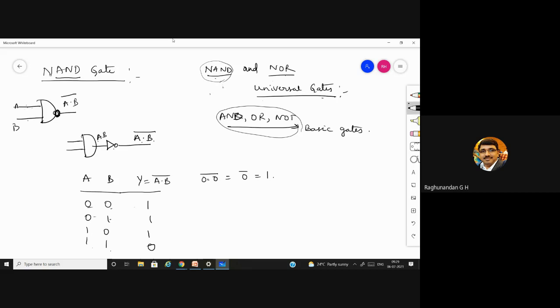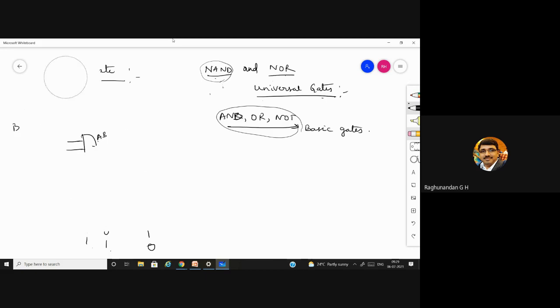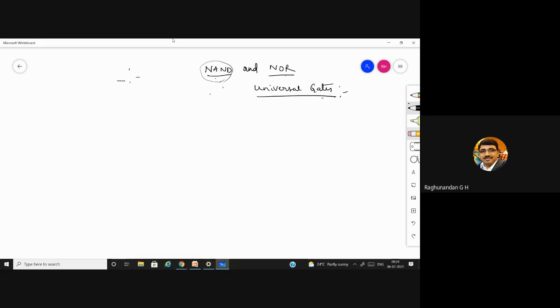After this, we are having NOR gate. NOR gate is the combination of OR gate and a NOT gate. OR followed by a NOT gate. So as you can see that it is exactly the complement of OR gate. So if you take A, B, here you'll get A plus B, and followed by that NOT gate, you'll get A plus B whole bar. So if you insert a bubble to the OR gate, that becomes NOR gate.